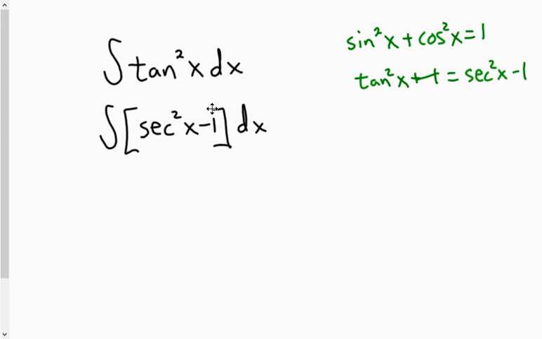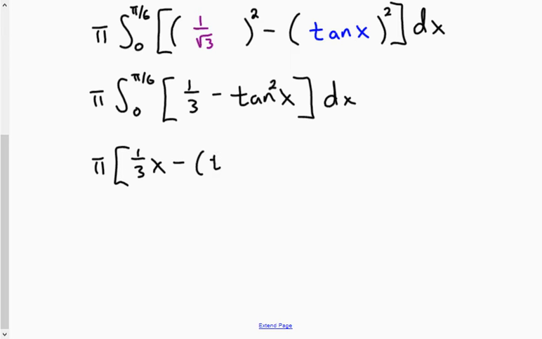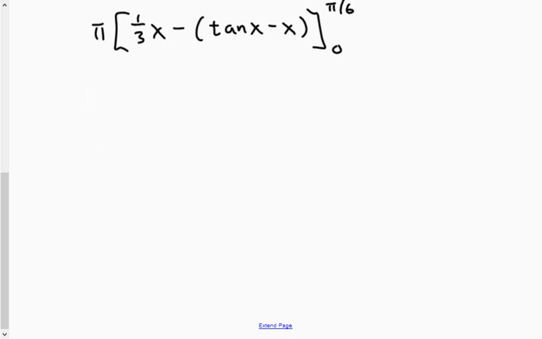Now I know the derivative of tangent is secant squared. So that means the antiderivative of secant squared is tangent. And then minus the antiderivative of 1 with respect to x would be x. And then if it's an indefinite integral, it's plus some constant. So the antiderivative of tangent squared is tangent of x minus x. So I'll come back here and I'll make this tangent of x minus x. And then I'm going to do this from 0 to pi over 6.